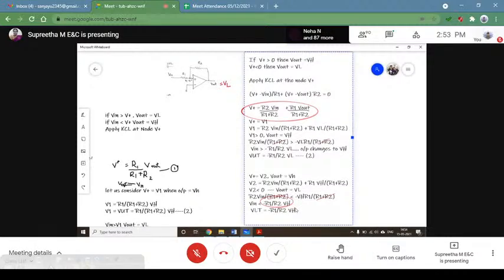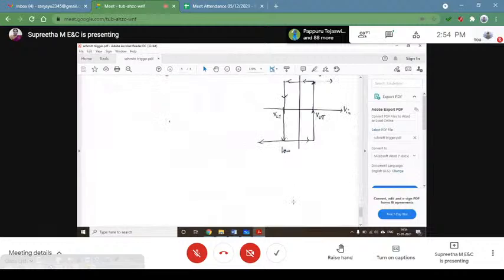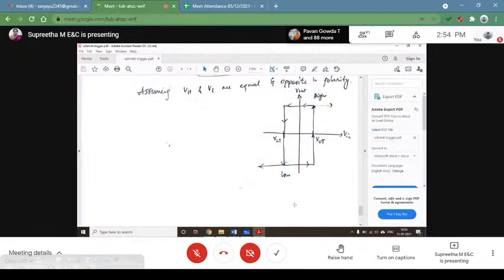Has any doubts with designing this? So I call this equation 3. Now we have understood how the expressions are derived for your inverting and non-inverting Schmitt-Trigger circuit, and this would be a hysteresis curve for your non-inverting Schmitt-Trigger with VH and VL equal and opposite in polarity. So in most cases, we take VH and VL to be plus VSAT and minus VSAT. Clear with this?